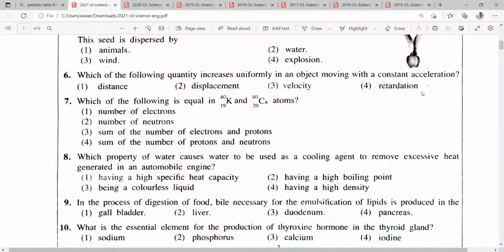Right. Now you tell me, potassium 1940, calcium 2040. What's your answer? Fourth one. Okay. Right. We will see. Your answer: sum of number of protons and neutrons. Right. Very good. Your answer is correct.